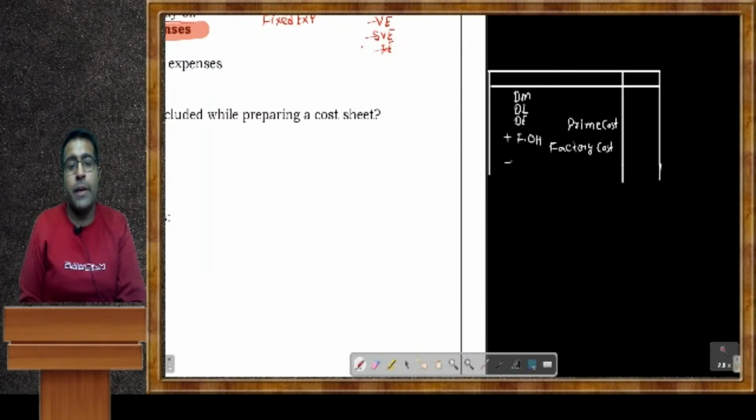In the factory cost we have to add office and administration overheads. When office and administration overhead is added to the factory cost, it is regarded as cost of production. Then we add all types of selling and distribution expenses, and we get cost of sales. This is the basis for the preparation of a cost sheet.